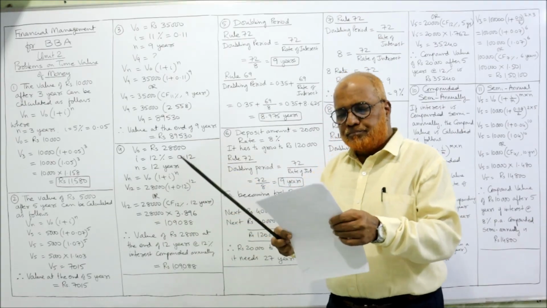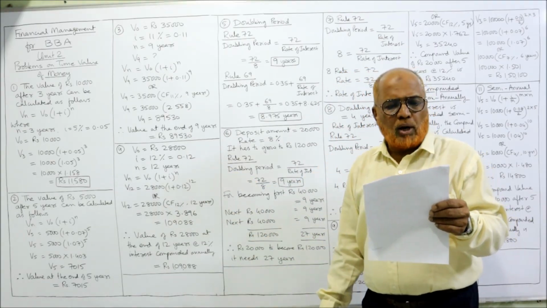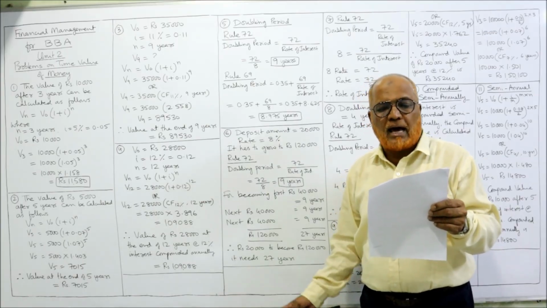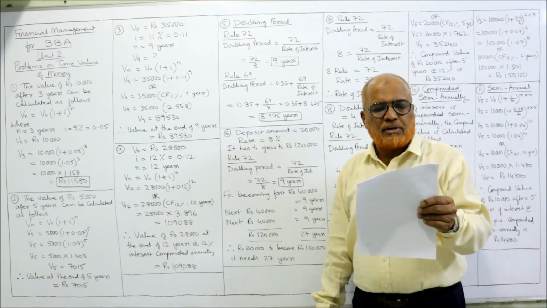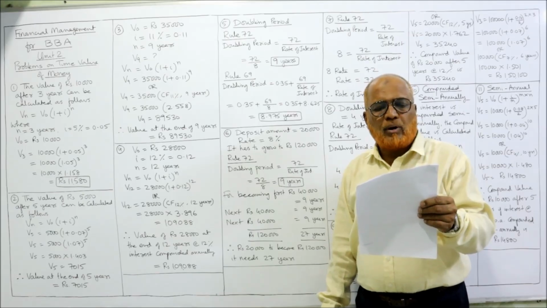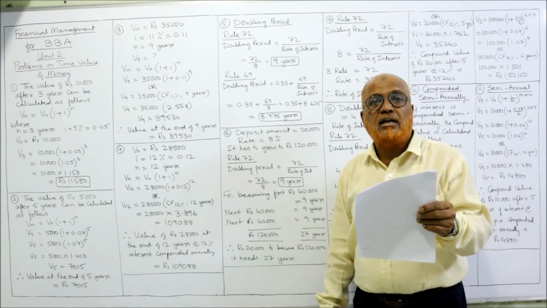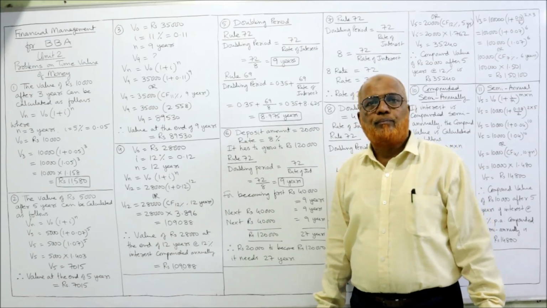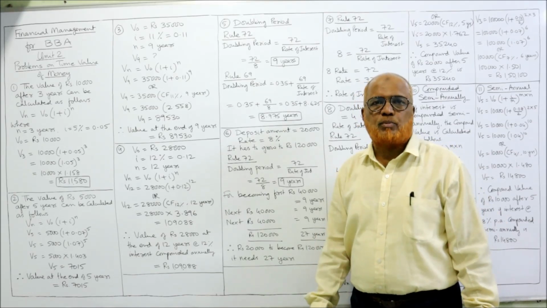Now, third problem. Mr. Rohan invested 35,000 in a mutual fund compounded annually at the rate of 11% per annum. Find the amount receivable at the end of 9 years. Use the compounding factor table. This is the new point in this problem.